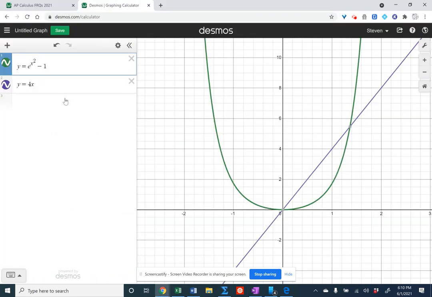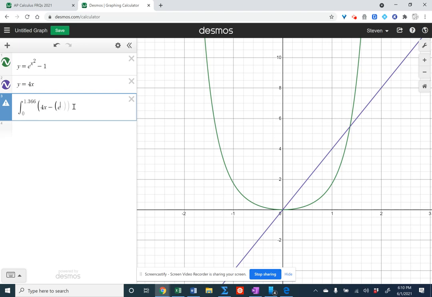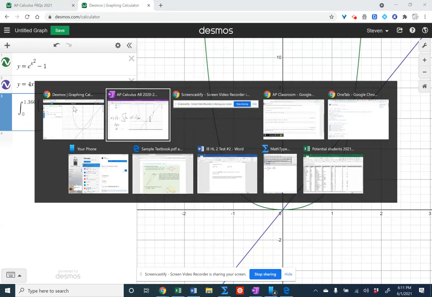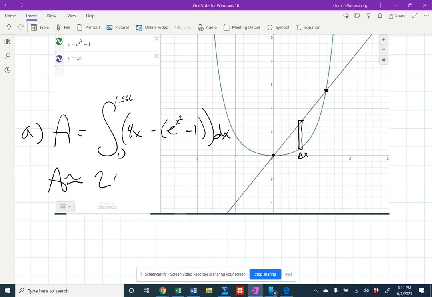And then you're just going to run this through your calculator and come up with your answer. So again, in Desmos this is easy: from 0 to 1.366, we have 4x minus e to the power of x squared minus 1, with respect to x. The answer is 2.087. It's not a hard setup. Top minus bottom.